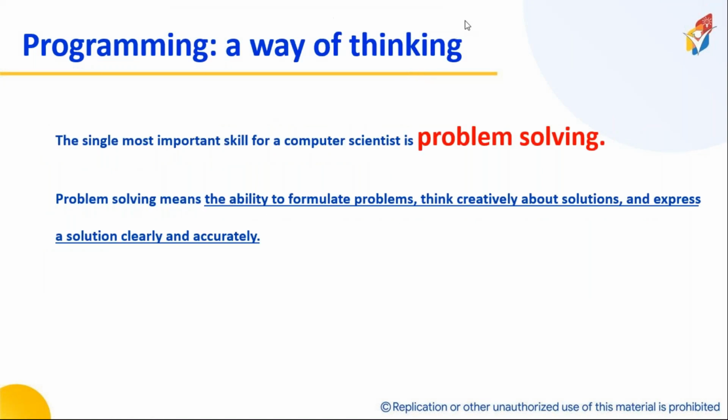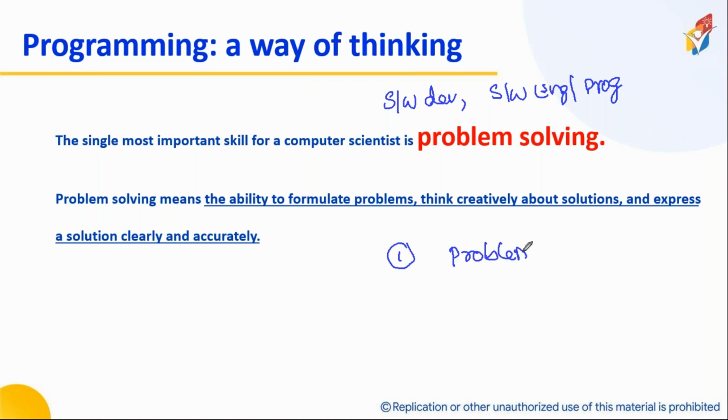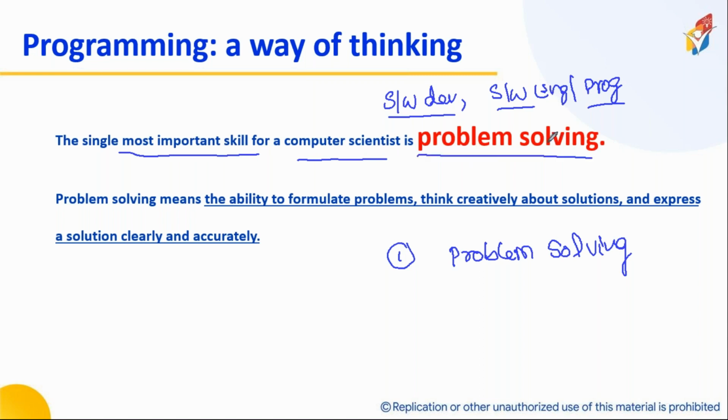Now you have joined this course to become maybe a software developer, or maybe a software engineer, or maybe a programmer. If you ask me what are the two best qualities to become a programmer or software engineer, the first one is problem solving. Look here: the single most important skill for a computer scientist, you can call it developer, engineer or programmer, is problem solving.